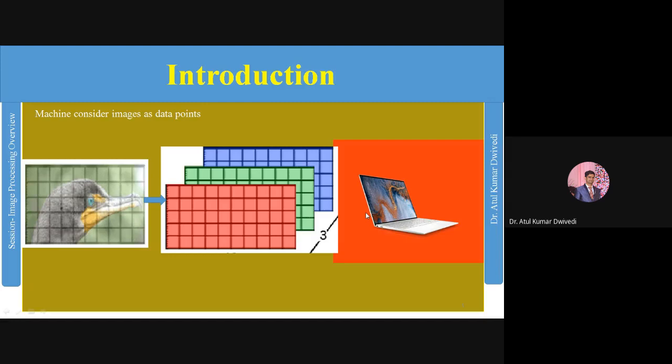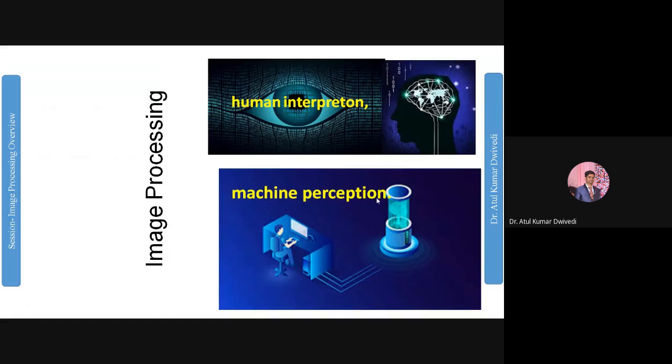I divide these two aspects into two parts. The first one is called human interpretation, and the second one is called machine perception. Human interpretation is what the eye of the human sees in the image, and machine perception is what a machine wants out of the image. So these are the two divisions of image processing.